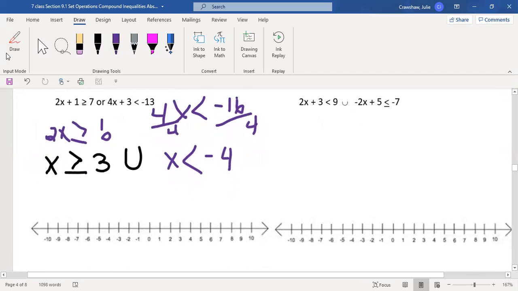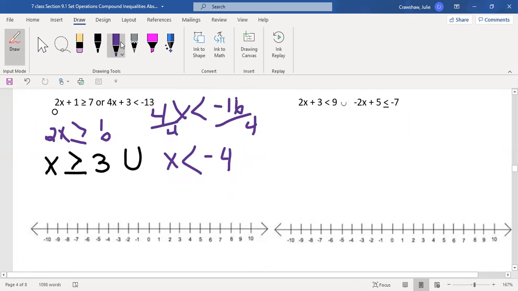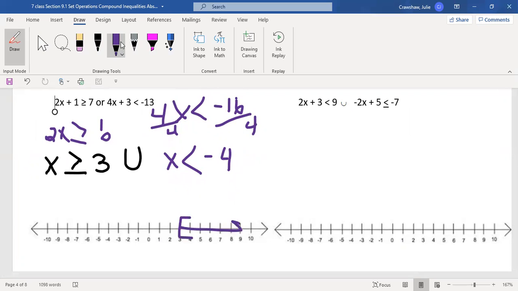So since this is a union, it's everything in both. I could pick a number that's equal to 3 and bigger than 3, or I could pick a number that is less than -4 but doesn't include -4. So this time I can put both of them. Notice that I'm jumping over an area.